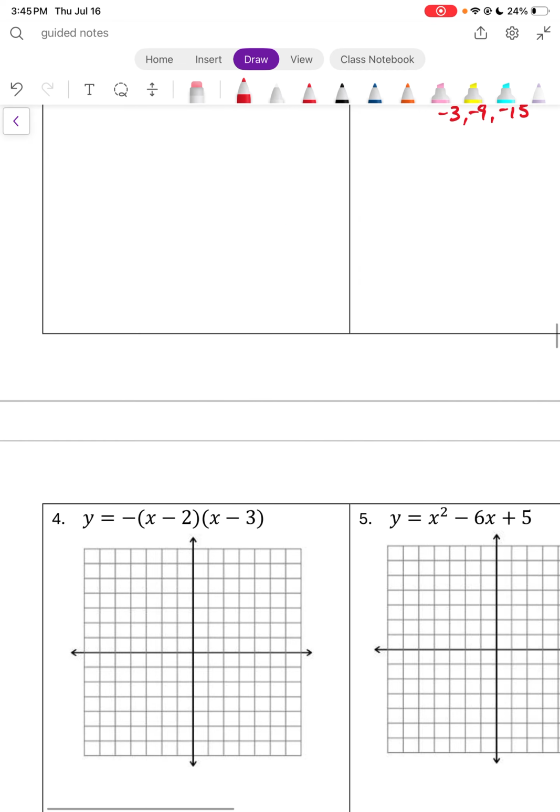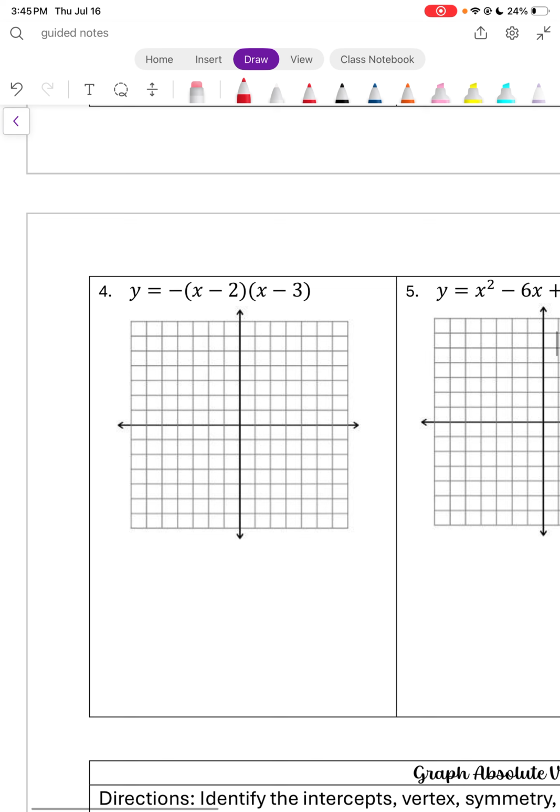Okay, next up, we're going to graph another one of those. So this one, we have our intercepts at 2 and 3.